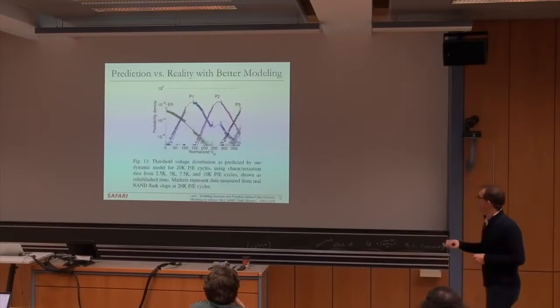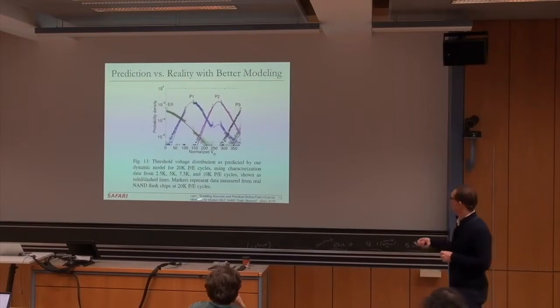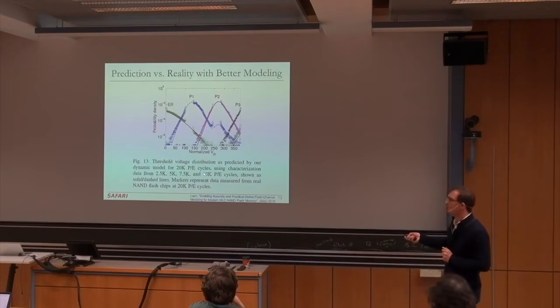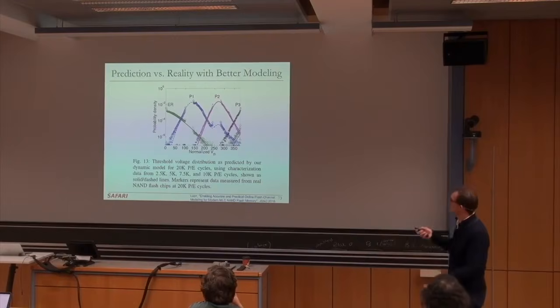Okay, so this is basically the threshold voltage distribution as predicted by our dynamic model. So the curves over here, the solid and dashed lines, are predictions that are done based on what we observed until 10 kPe cycles. We predict what should be the distribution at 20 kPe cycles, because that's essentially what the flash controller needs to do. And the markers over here are actually the measured values at 20 kPe cycles. So this is the prediction versus reality.